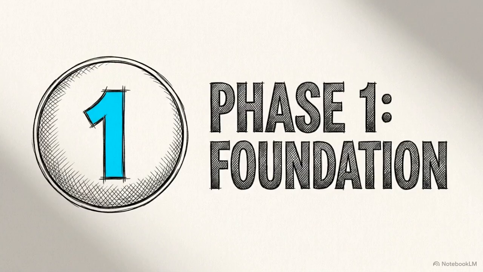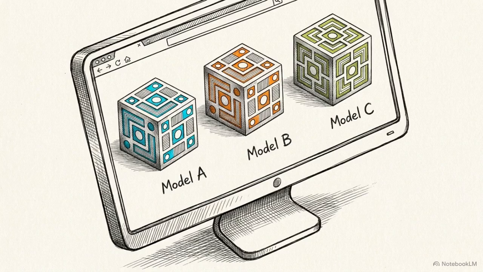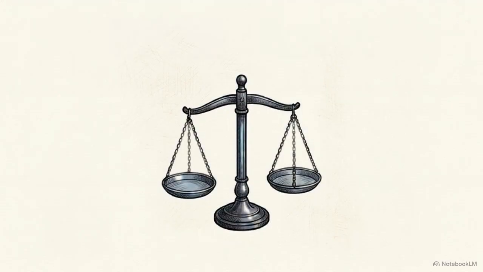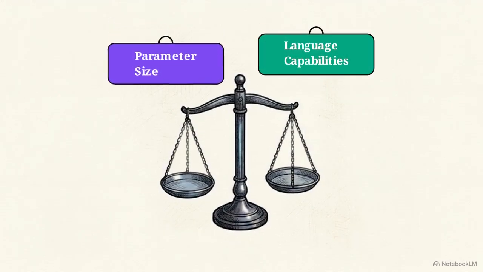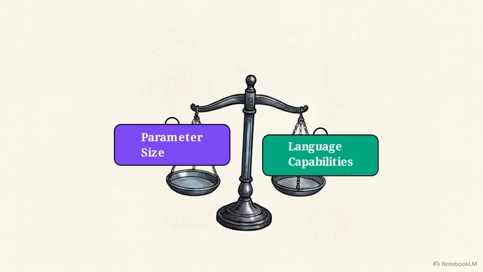Phase 1 covers the first 3 steps. The primary objective here is to legally and technically secure the foundational architecture before committing any engineering resources. Step 1 is selecting the base model. You must evaluate the enterprise use case and strike a precise balance between total parameter size and baseline language capabilities required to execute the task.